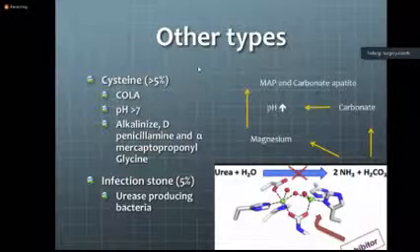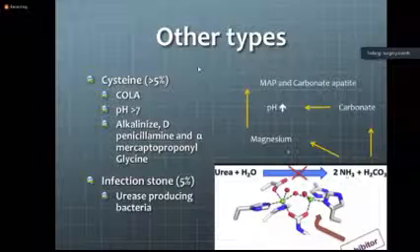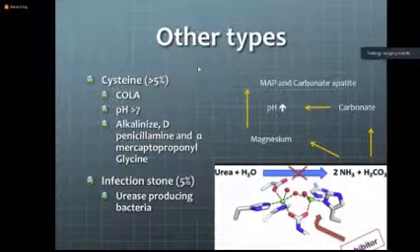So the ammonium is available, magnesium is there in the urine. The pH is suitable for aggregation and crystallization, and forms the magnesium ammonium phosphate and carbonate apatite stone. And these are both the forms which are seen in patients who have got infections.